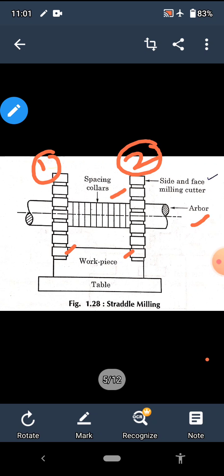So we are producing such types of workpieces, and this is very important. Straddle milling is commonly used to produce square and hexagonal surfaces like nuts.